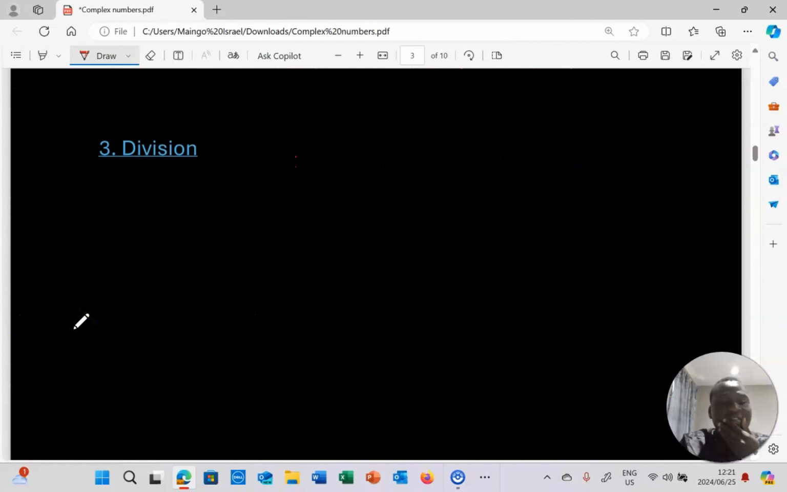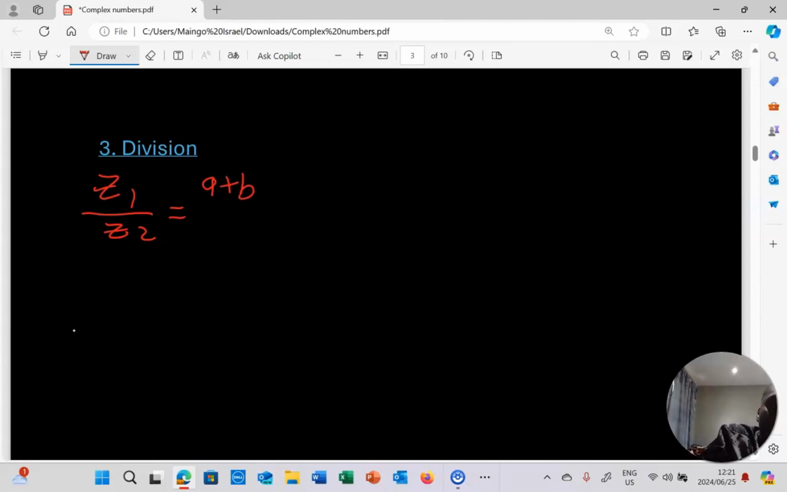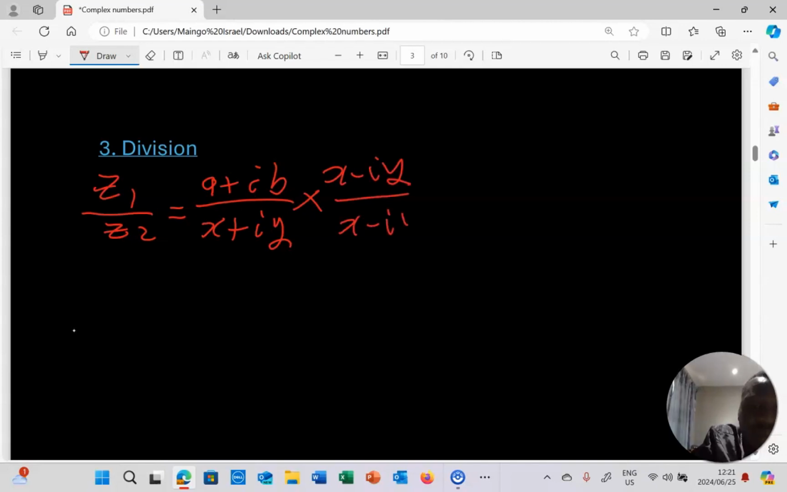So let's go to division. Two complex numbers can be divided. Likewise, Z1 divided by Z2 will be equal to A plus Bi, or Bi is the same thing, over X plus iY. Here we have to rationalize, or we multiply by the complex conjugate of X plus iY, which we will discuss in the next lecture. So this will be X minus iY over X minus iY. So this is the complex conjugate of X plus iY.